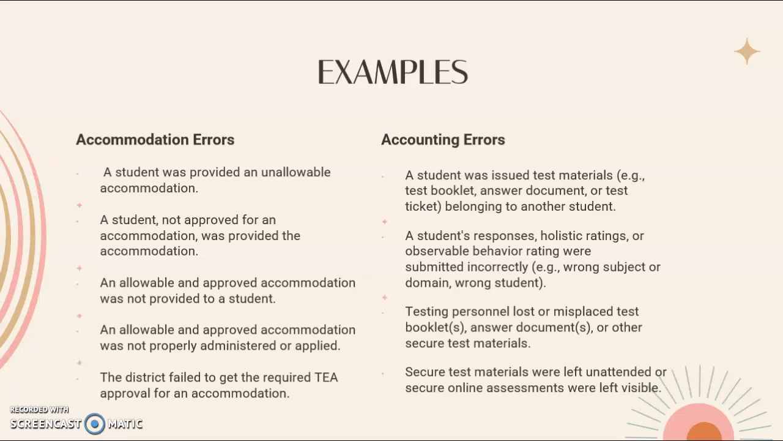Common types of procedural errors are accommodation and accounting errors. In these examples from districts statewide, students were provided accommodations when they should not have been, or vice versa, or incorrect test booklets or answer documents. Other incidents include test booklets or answer documents being lost or left unattended and visible, or TELPAS holistic ratings being entered incorrectly. All of these errors could have been prevented with proper training and thorough reviewing of documentation.